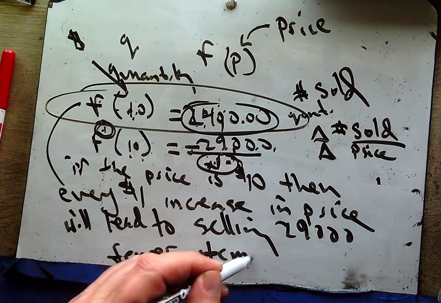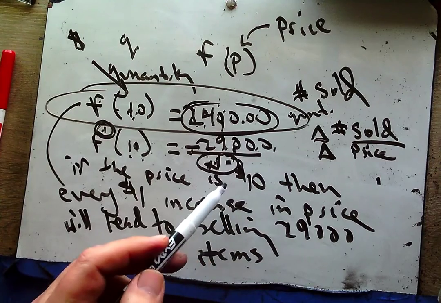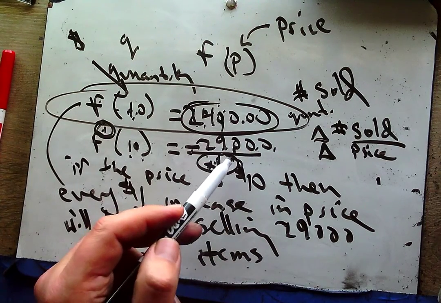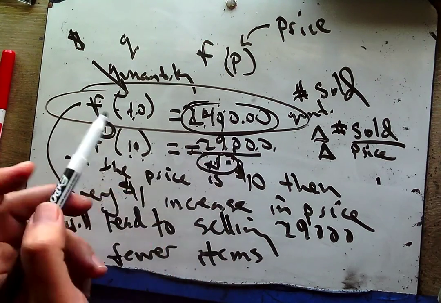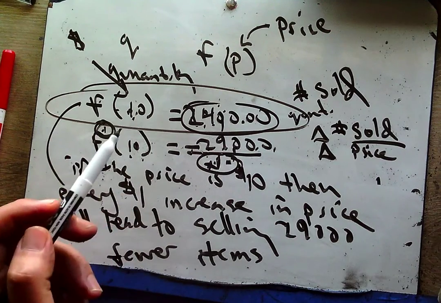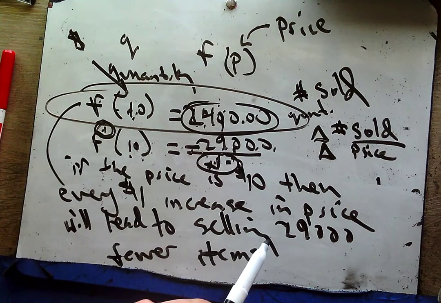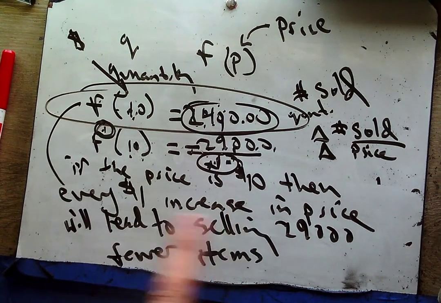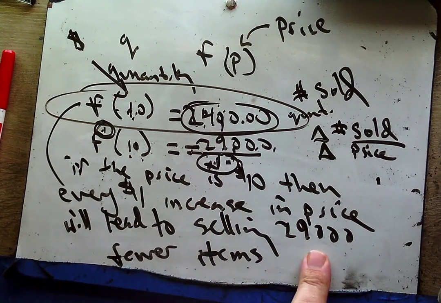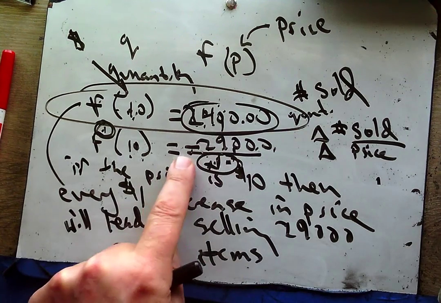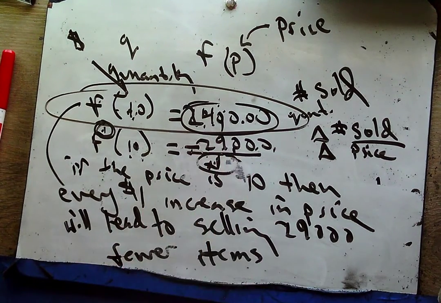items. Now, of course, this is only at 10, and if the price were 11, we might have a different f prime of 11, and we might say something different there. But at 10, this is the way I understand things. If I increase the price $1 more, I'm going to be selling 29,000 fewer of these things. That's what that minus 29,000 means.